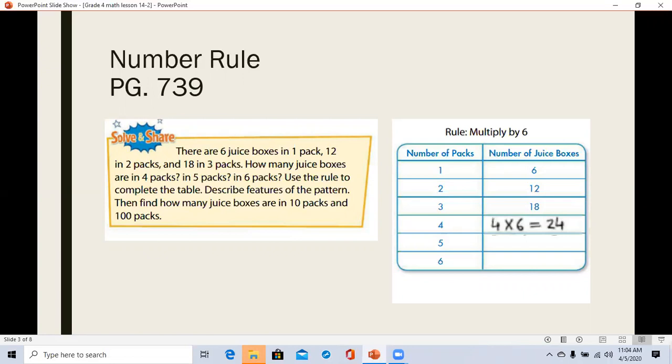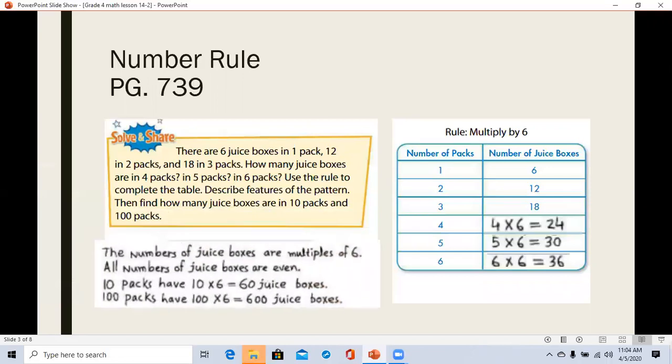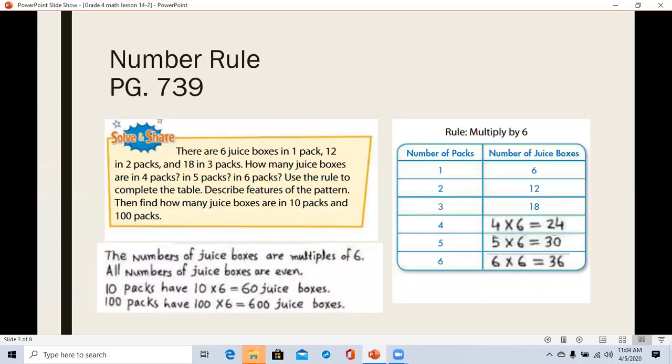So if I look at the number sequence, 4 times 6 will be, because there are 6 in each pack, 24. 5 times 6 is 30, and 6 times 6 is 36. So the numbers of juice boxes are multiples of 6. All numbers of juice boxes are even. So in 10 packs, we must say 10 multiplied by 6 is 60 juice boxes. And in 100 packs, it must be 100 times 6, which is 600 juice boxes.